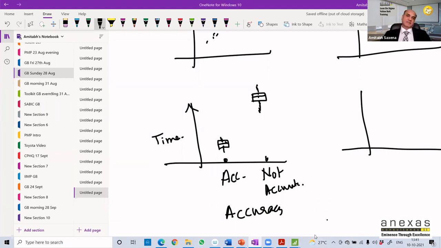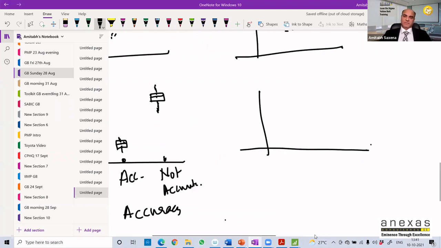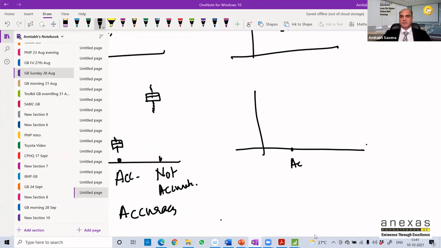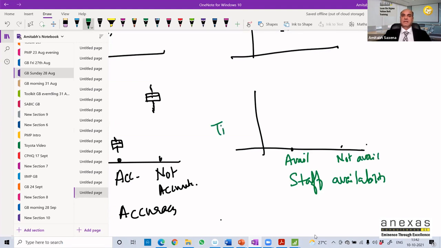Yes, accuracy is affecting. But suppose this was the case. Let's take another example, staff availability. Staff availability, is it affecting? Staff is available, not available. This is the time. Staff is available or not available.